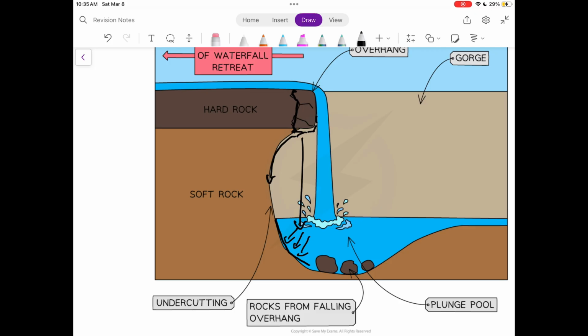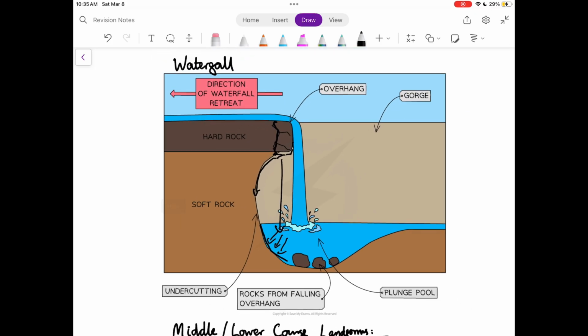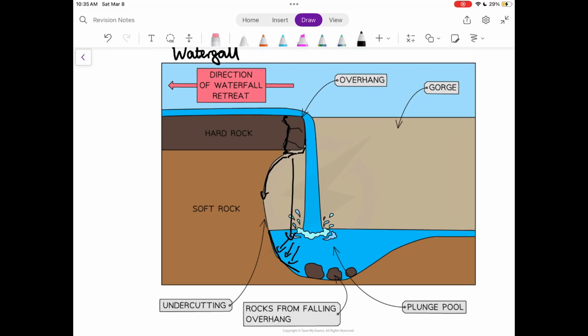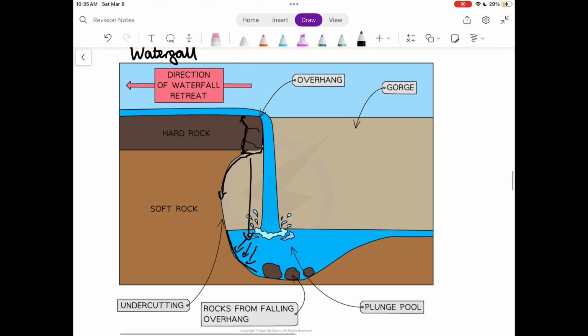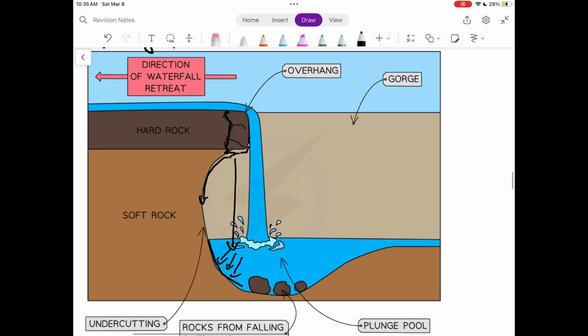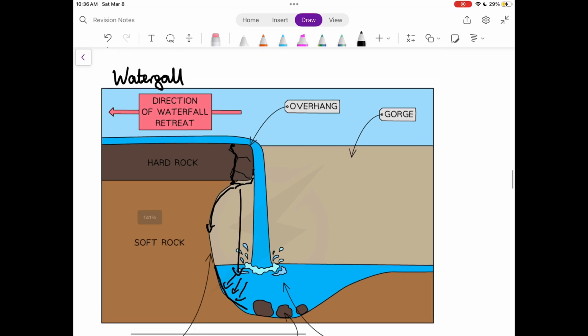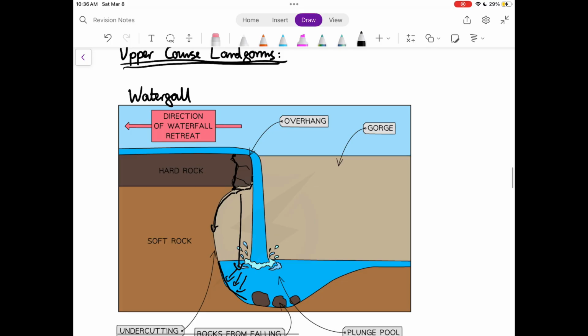And then this process just continues repeating as you go upstream, so the waterfall will keep retreating. You also need to know that it will leave a valley side called a gorge. These terms should not be used interchangeably. If you're talking about gorges, it only relates to waterfalls, so you should not be using it interchangeably with valley sides.